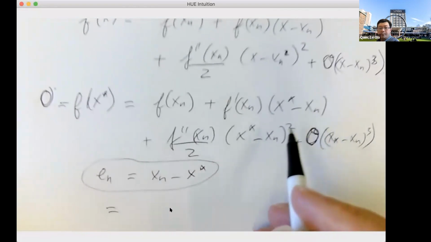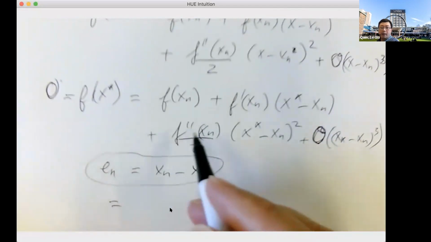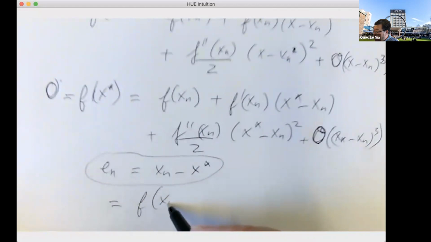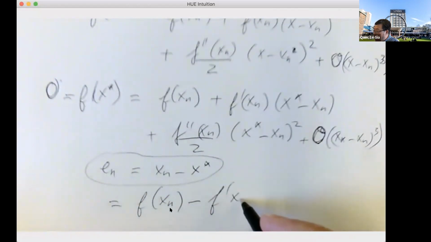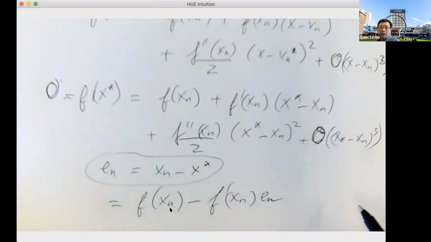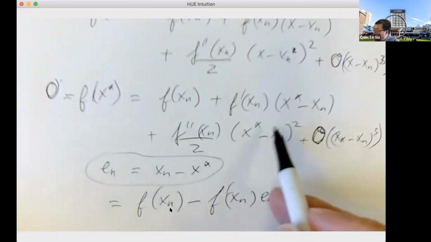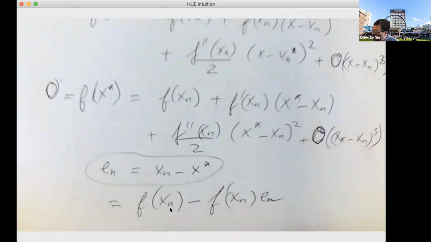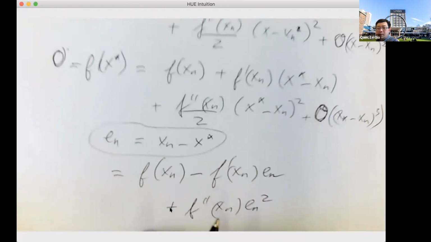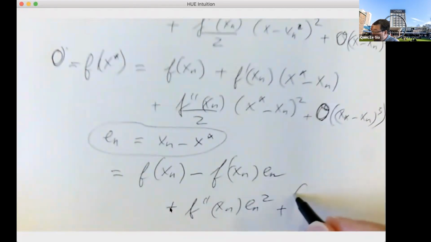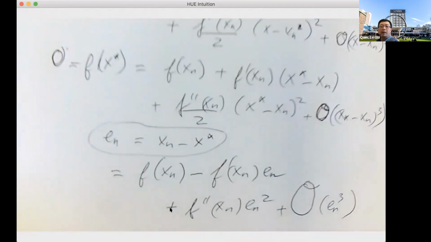Now I put in my definition for the errors. It becomes f of xn minus f prime xn en, and this one becomes en squared, so f double prime xn en squared. And the last term is just a big O, definitely not zero. So big O of en cubed.